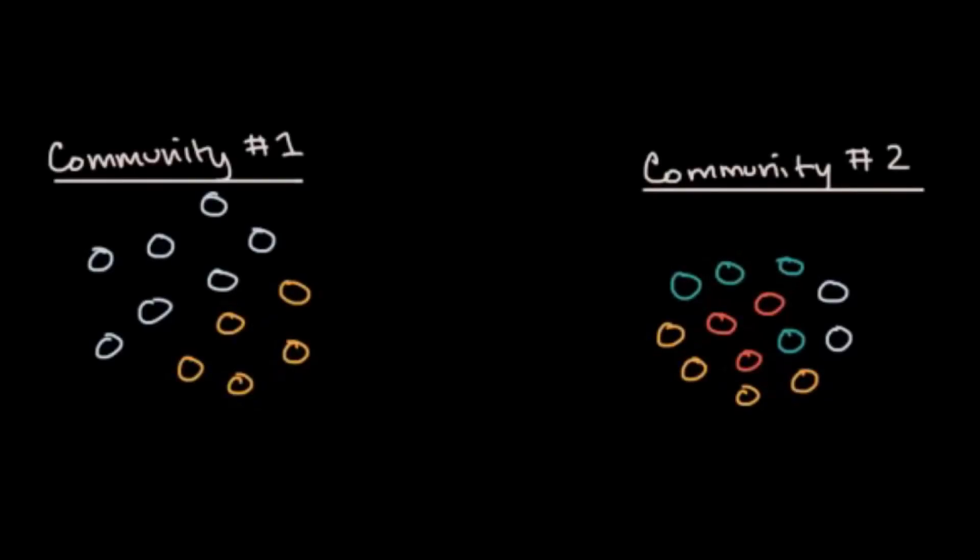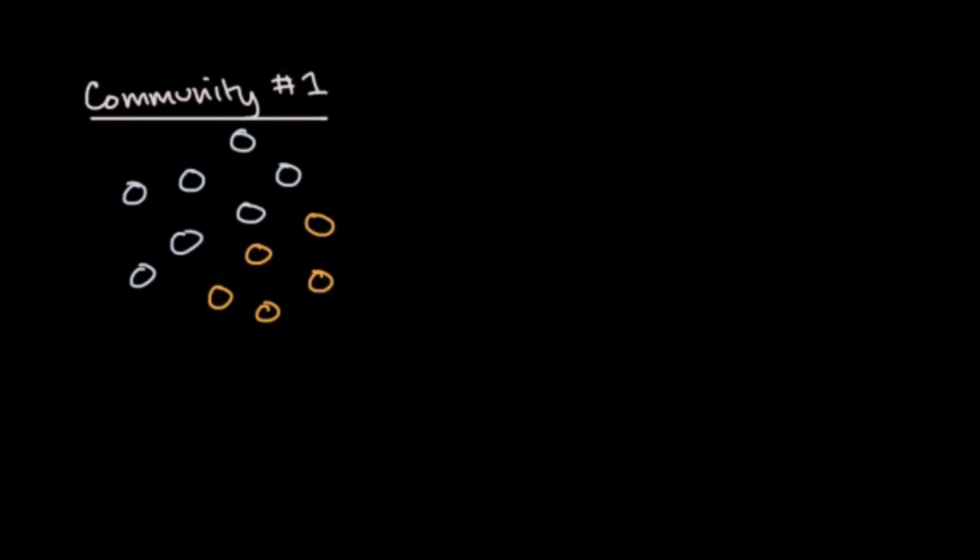Let's take a look at this example. In community 1, there are two types of species, while in community 2, there are four types of species. So how can you put all of this into the formula? Let's start with community number 1. Let's first calculate the number of all individuals, or capital N, which is 12.